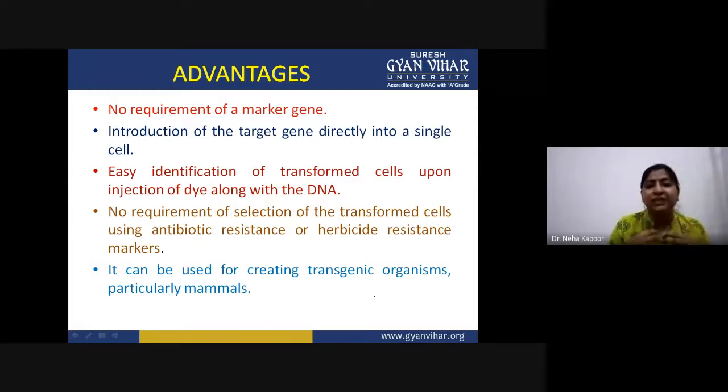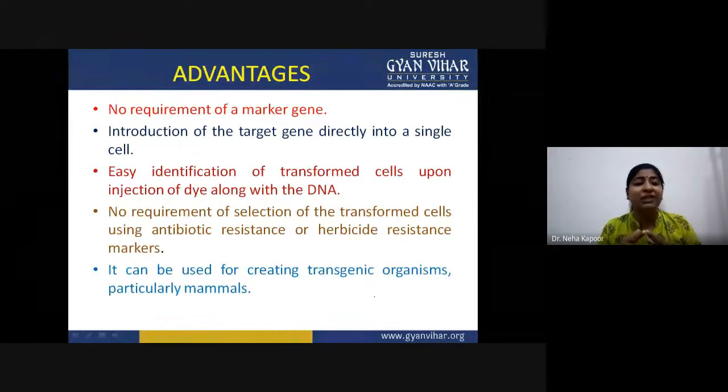Because the target gene is directly being delivered into a single cell, we can literally see whether the DNA is delivered or not. So there is very easy identification of the transformed cell upon injection of a dye along with the DNA. There is no selection strategy that you need to apply using an antibiotic or herbicide resistance marker. We can use this technique for creating transgenic organisms, particularly mammals.